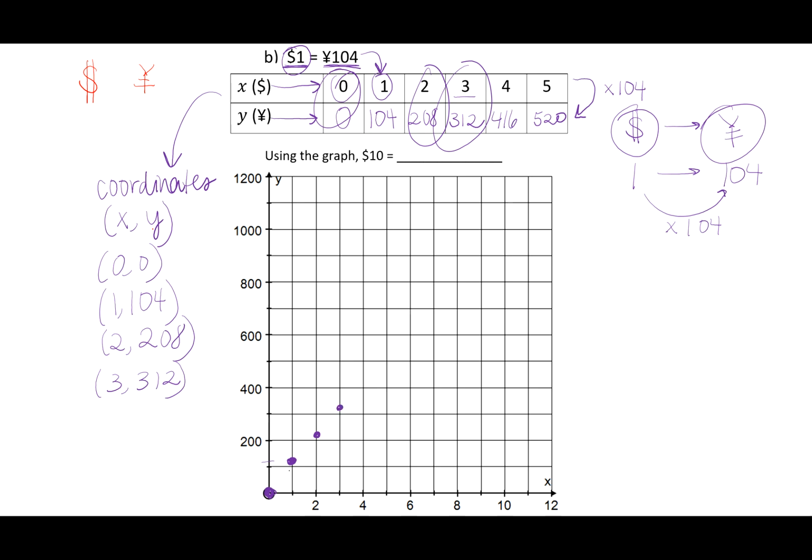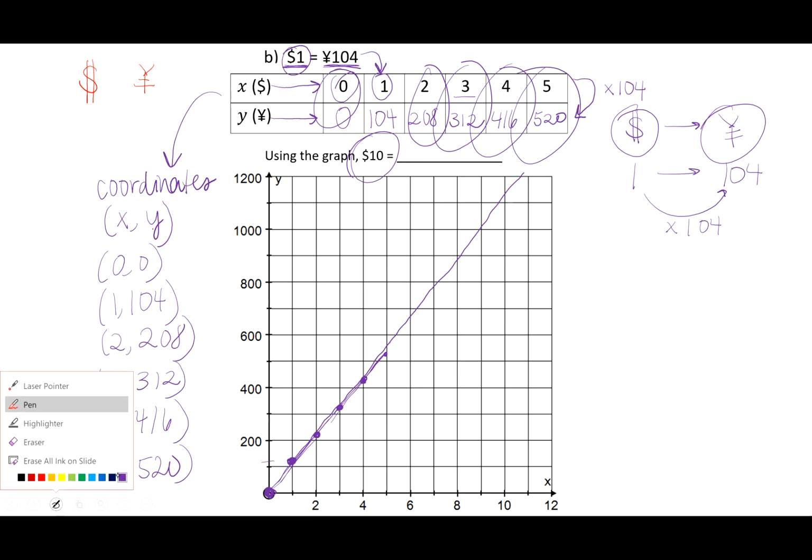You should be seeing a straight line forming, so that should help you when you're plotting your points. 416, about here. And then 520, about here. So what we can do is extend this line out. The reason that we would want to do that is because they want us to use the graph to estimate the amount of yen at $10.